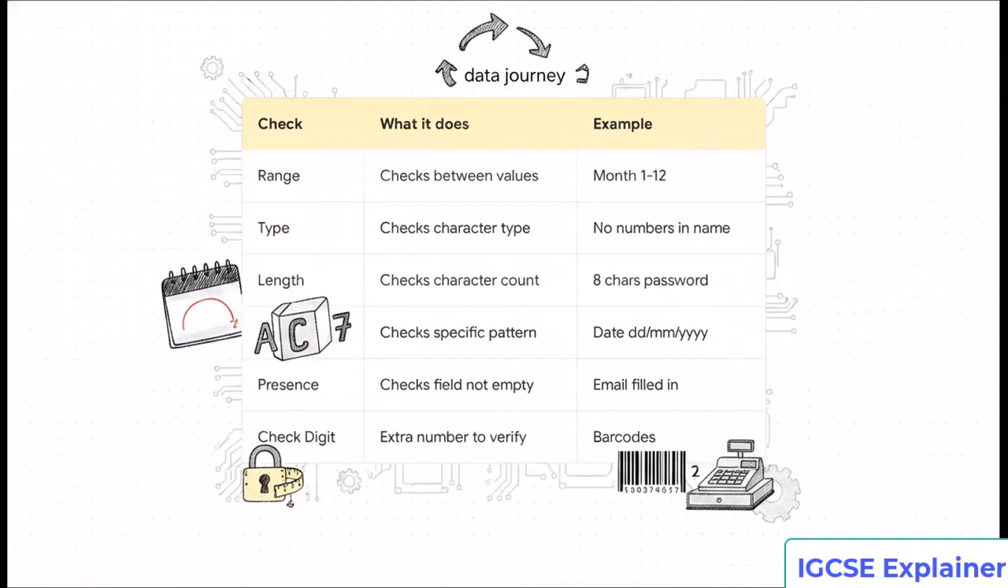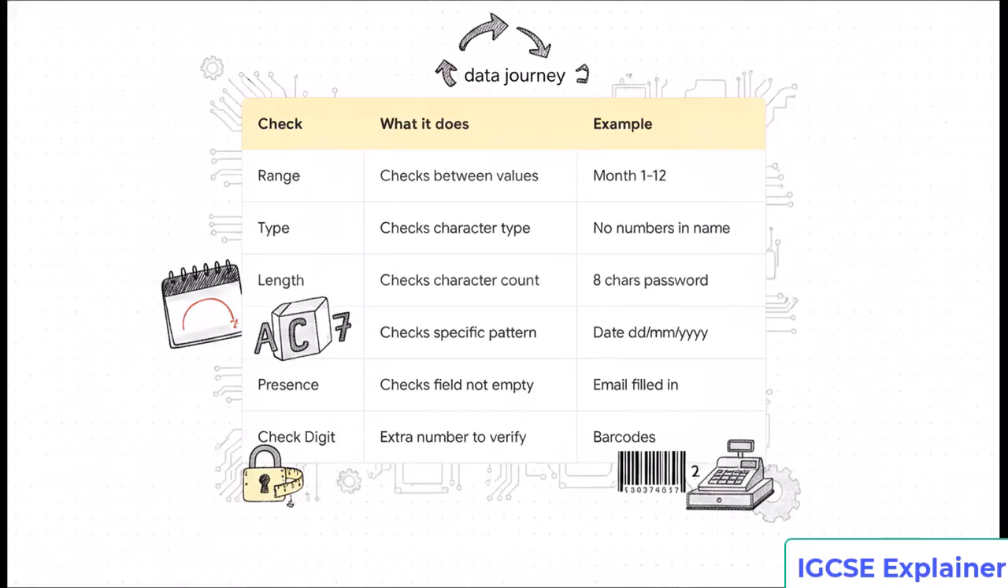To enforce these rules, analysts design 6 specific diagnostic checks, and I guarantee you interact with these every single day. There's the length check, which is the one frustratingly demanding your new password be exactly 8 characters. There's the range check, making sure your birth month is firmly between 1 and 12. Type checks ensure your name doesn't somehow contain numbers. And check digits.